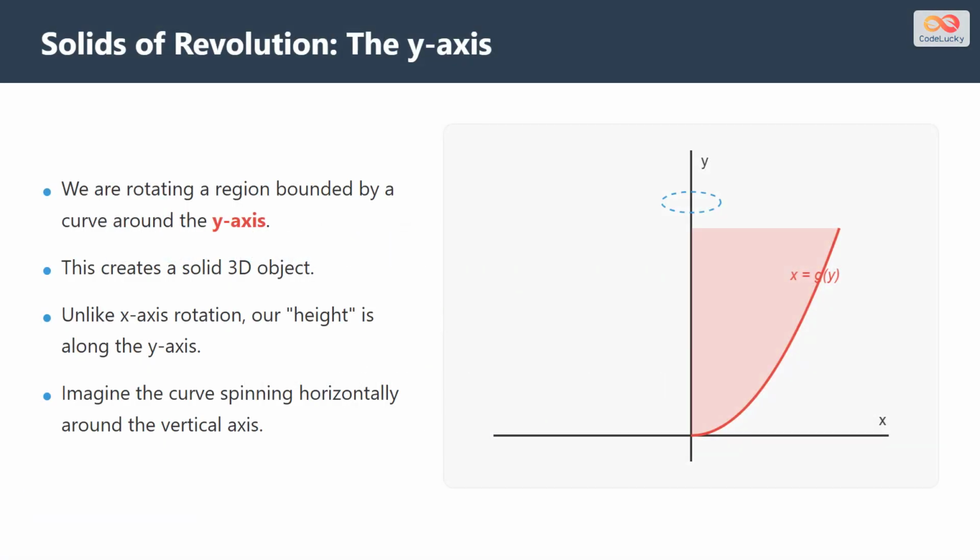Let's first visualize what is happening. We take a 2D region bounded by a curve and rotate it around the vertical y-axis. Unlike rotating around the x-axis, the object stands upright. Imagine the curve spinning horizontally to sweep out a solid shape.